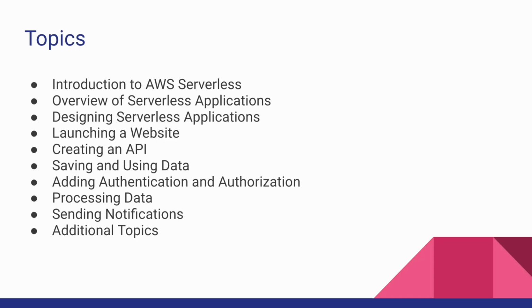We'll start by launching a website, and then we'll create an API, an application programming interface, where the website can get data from a backend and update the front end, which is the website. We'll learn how to save and use data that we've saved in the backend. We'll add authentication and authorization so we can allow users to sign up for our website. Now we'll learn how to process data, send notifications, and then we'll cover other topics.